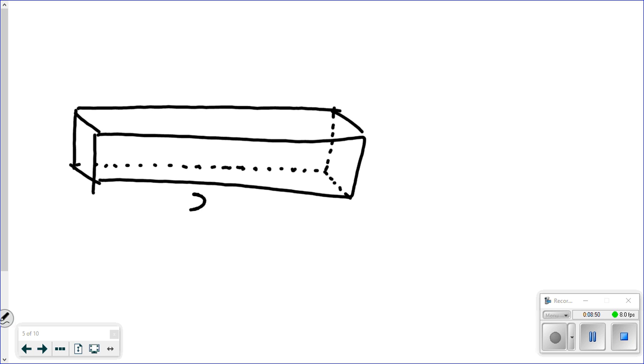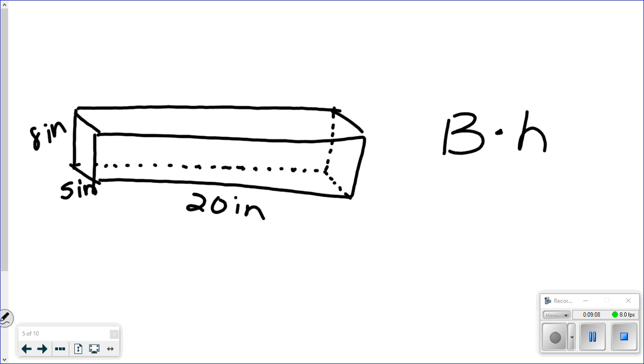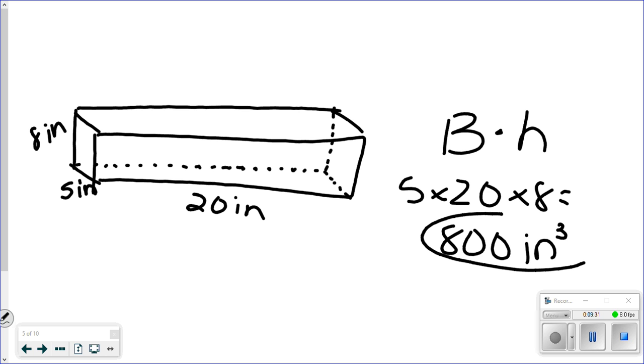All right, so let's say this is 20 inches. This is 5 inches. This is 8 inches. Find the volume of it. My guess is 800. So your base, you could do 5 times 20. There's your height, which is 8. Together, 800 inches cubed. All right, these are the easy ones.